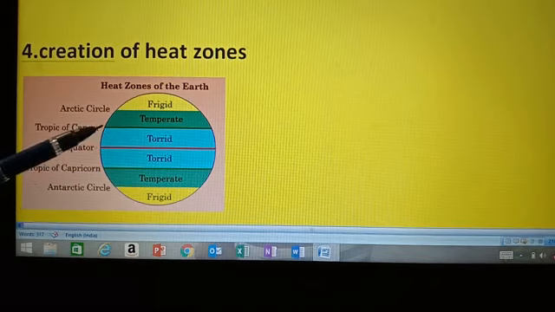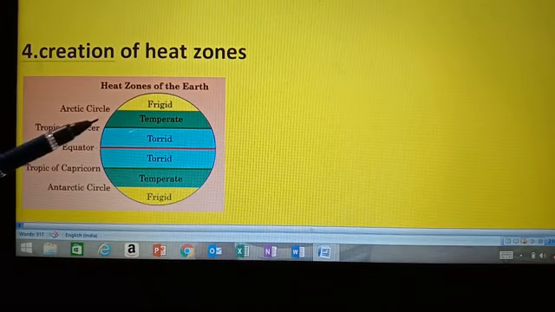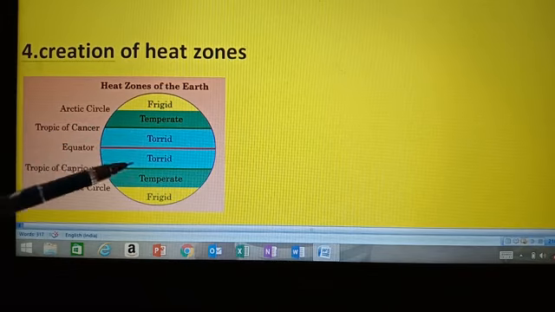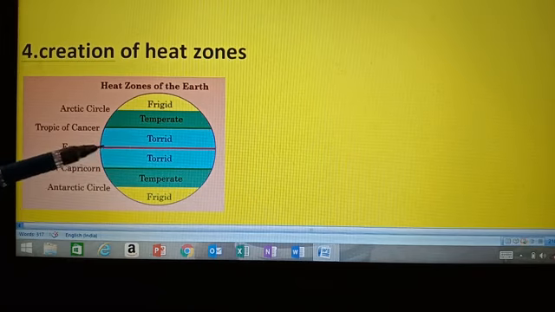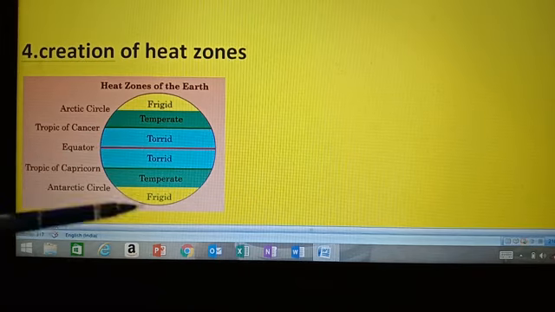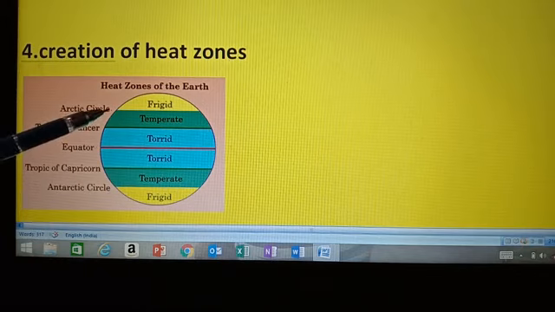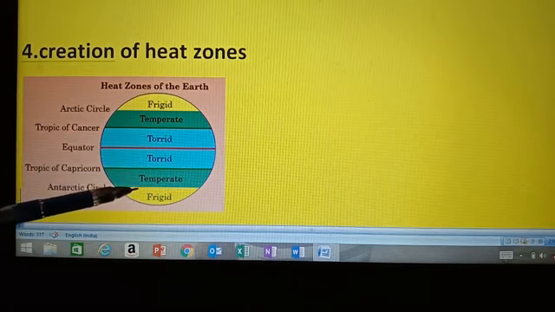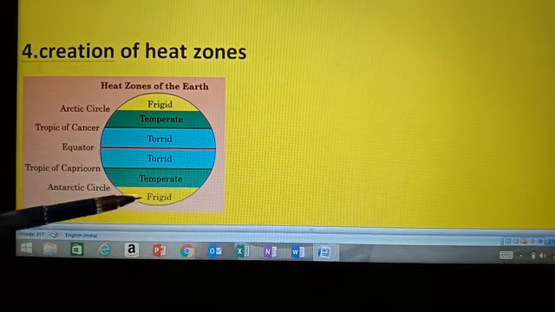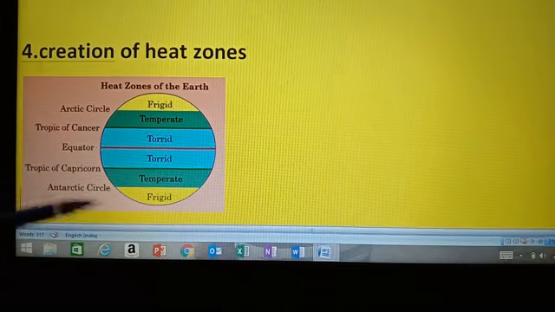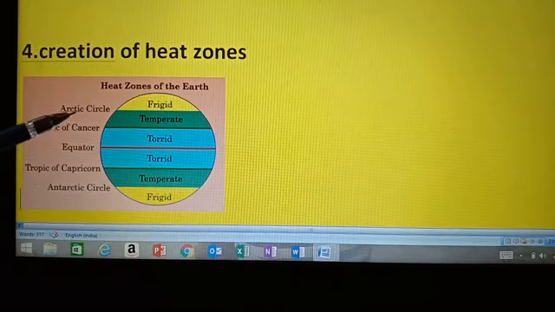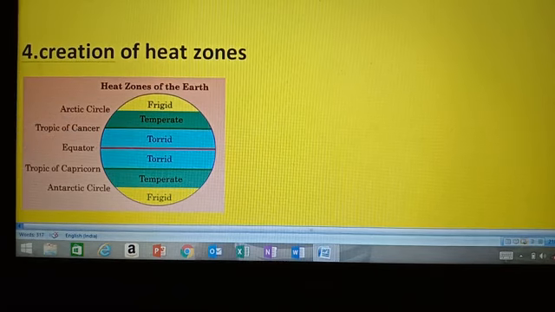In this zone, sun's rays fall obliquely and hence the region experiences moderate climate. Then the last zone is frigid zone. Frigid zone extends from 66.5 degree north to 90 degree north, 66.5 degree south to 90 degree south. Since the sun's rays fall extremely obliquely in this region, this region experiences very cold climate. So we have studied about heat zones.